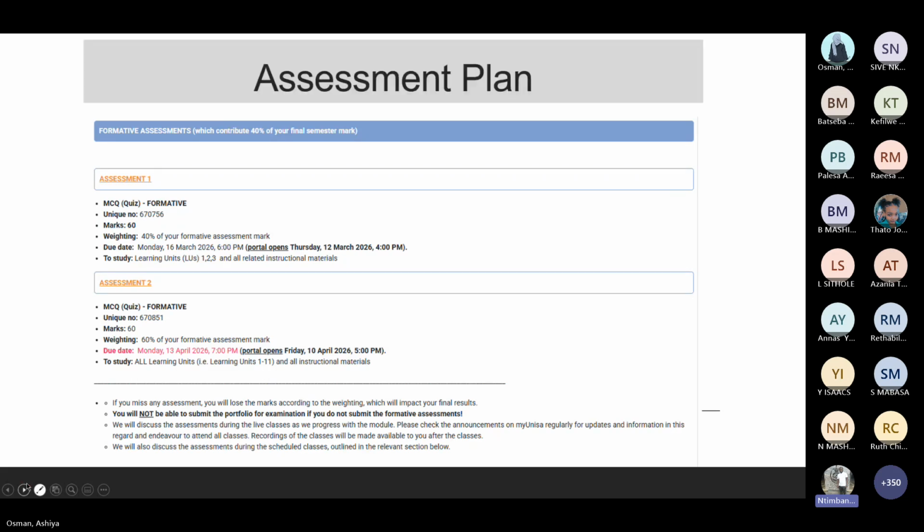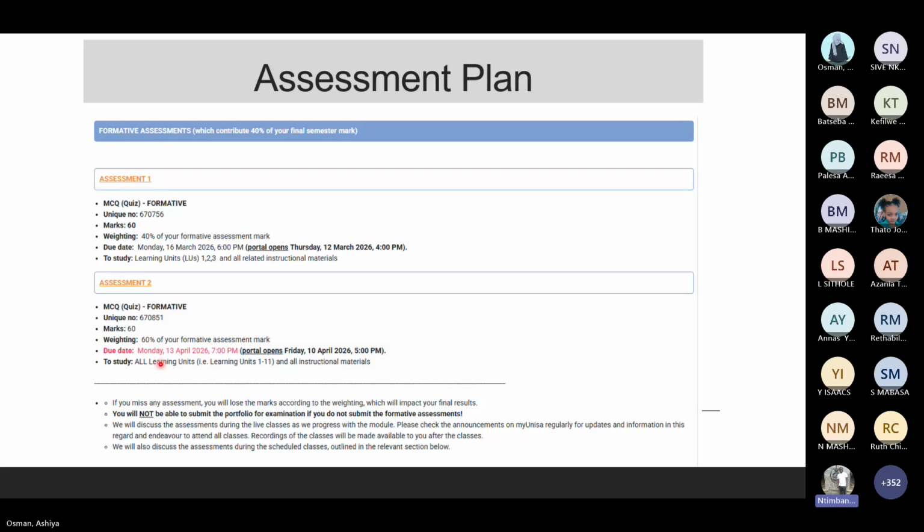Assessment 1 is an MCQ of 60 marks, and it is due by Monday, 16 March 2024 at 6 p.m. The portal will open on the 12th of March 2026 at 4 p.m. You need to study learning units 1, 2, and 3 and all related instructional material.